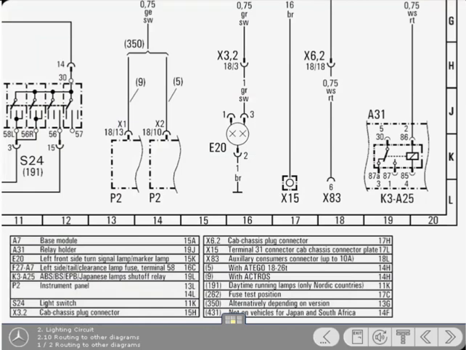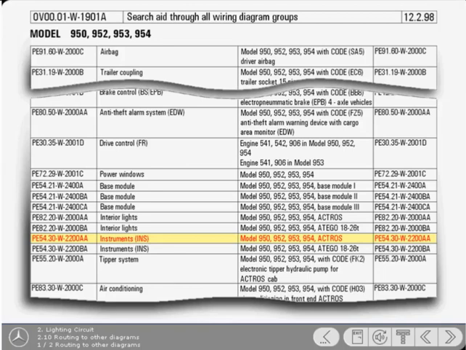To find the remainder of the circuit for any of these components, you need to refer to the diagram for that particular system or component. For example, to find the instrument cluster's remaining connections, you must refer to the instrument cluster diagram. To find the applicable diagram, you need to refer to the search aid for wiring diagrams. The search aid is normally in section A3 of the manual. To find the diagram, simply scan down the list to find the diagram title and the applicable model, and then note down the wiring diagram number. You can use the same technique to find diagrams pertinent to other systems.